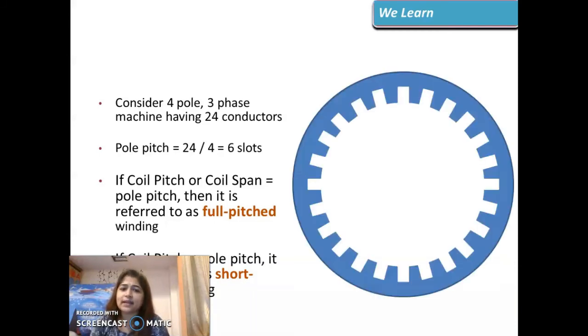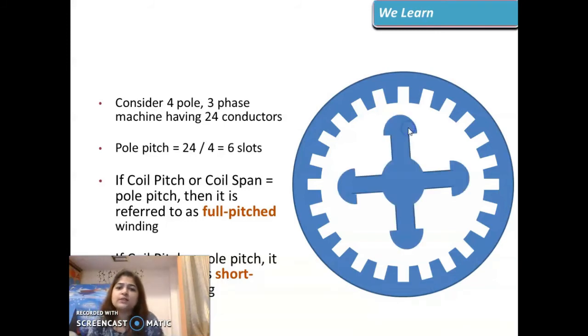Let's consider this is a stator. Very clearly you can see the stator and the slots inside the stator. You can count this. Actually, this is an example of a 24-slot stator. So let's consider a 4-pole 3-phase machine having 24 slots or 24 conductors. I repeat, we have 24 slots on the stator and a 4-pole machine.